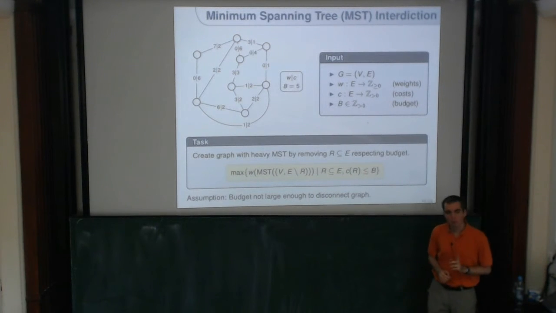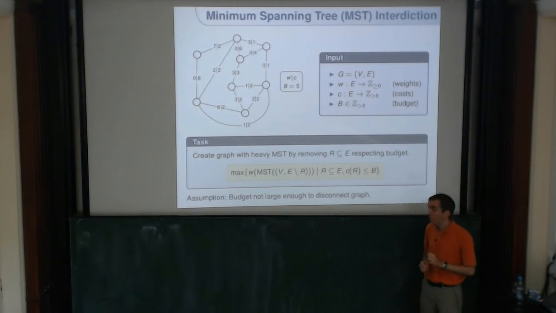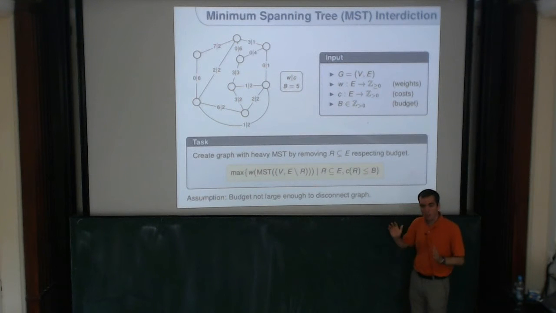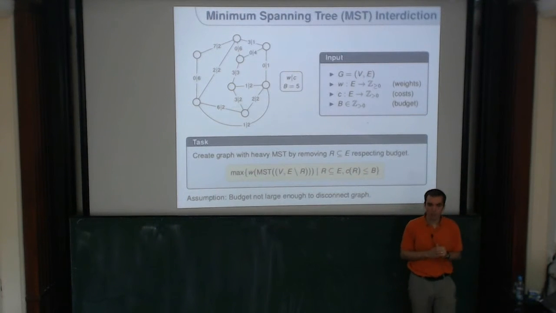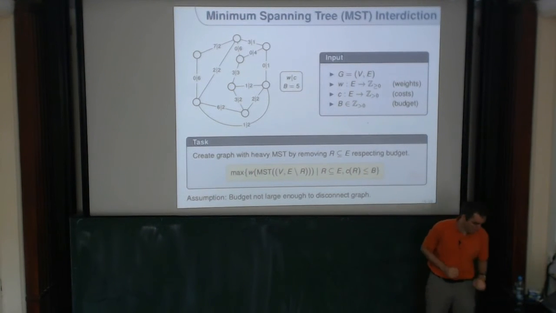There's one assumption I will make. There's a bunch of assumptions, but I'll start with one. I will assume that the budget is not large enough to disconnect the graph. It's easy to check whether you can disconnect the graph: just compute a min cost global cut and see whether it's below the budget. If this is possible, those are easy instances. So I'll assume you're not in that regime, so the budget is not large enough to disconnect the graph.